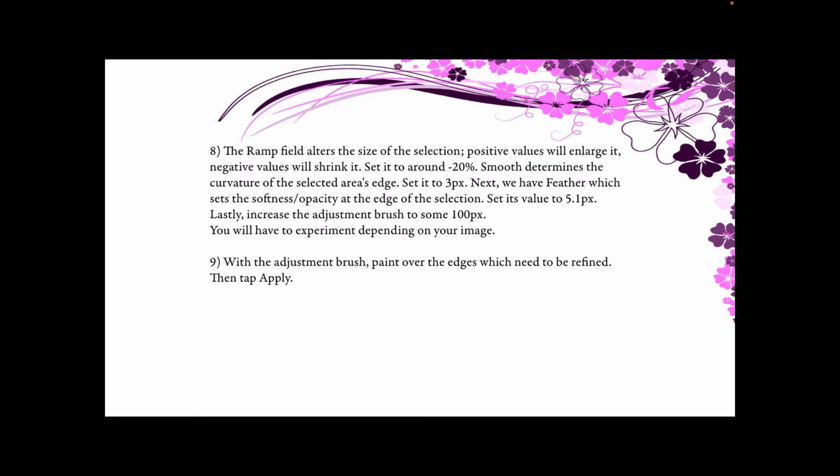Next, we have feather, which sets the softness or opacity at the edge of the selection. Set its value in this case to 5.1. Lastly, increase the adjustment brush to some 100 pixels. You'll have to experiment, as I mentioned, depending on your image, so this little section can actually take you some time. With the adjustment brush, paint over the edges which need to be refined. Then tap apply.